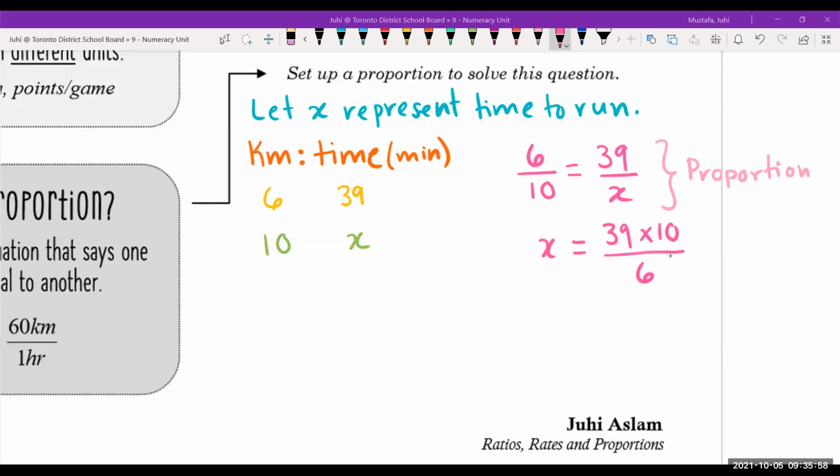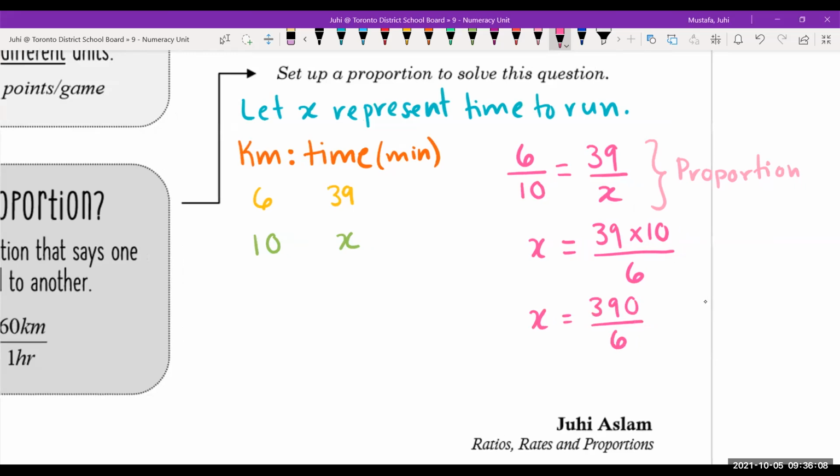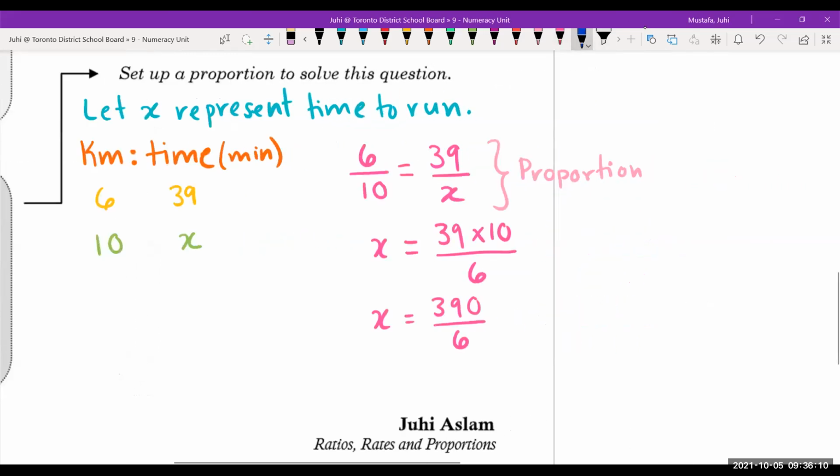Okay, now we're trying to solve for X. So X is going to be equal to, what's 39 times 10? 390 divided by 6. I asked you guys to practice long division. So go ahead and just somewhere on the side of your sheet, long divide. Don't tell me your answer yet. I'm going to give everyone a couple of seconds to try it, and then I'll do my solution on the board as well.